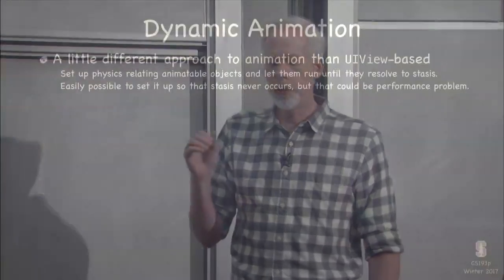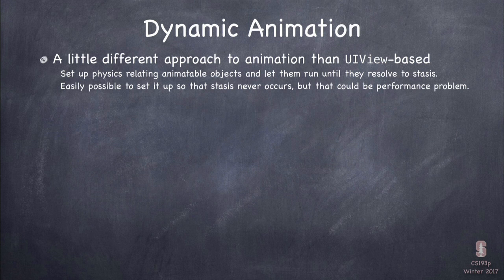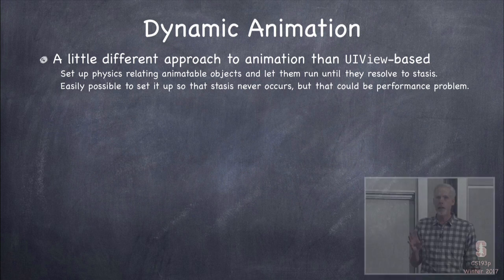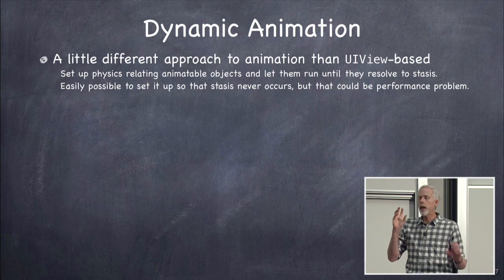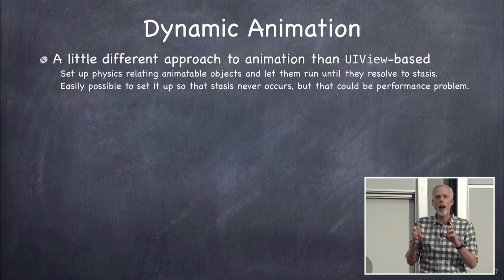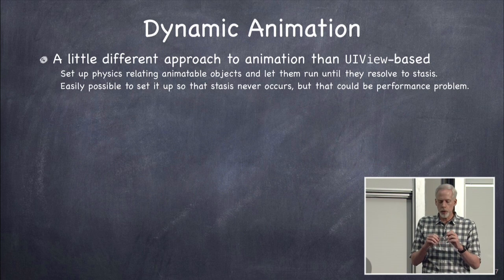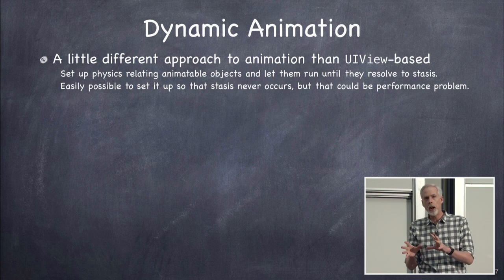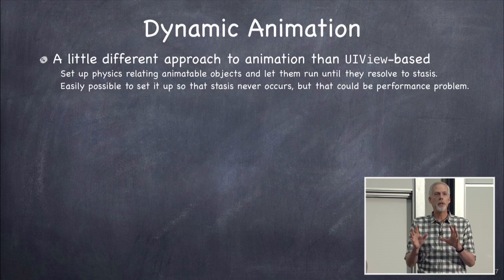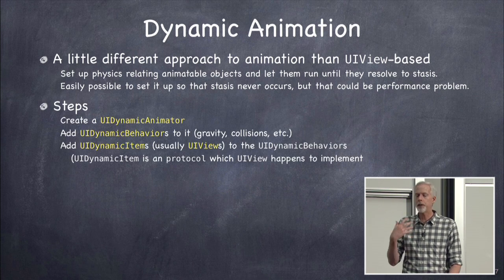All right, let's hop back into the slides. All right, so dynamic animation. Now, this is a different approach than the UIView-based animation I just showed. In this case, what you do is you set up all these physics, like gravity and things like that, and then you just put the UIViews in there, and they get affected by those physics, and they move around. Okay, that's the fundamental way to do it.